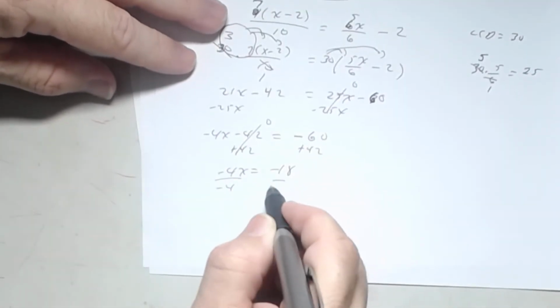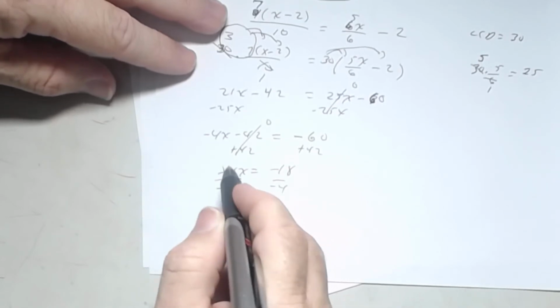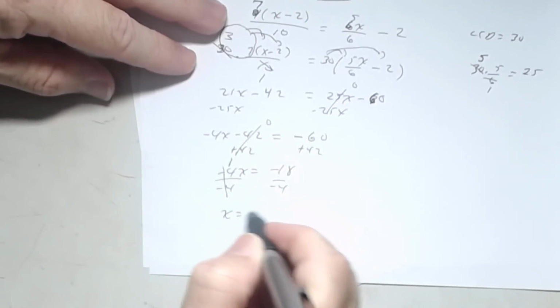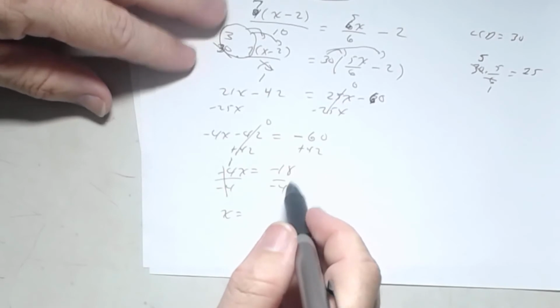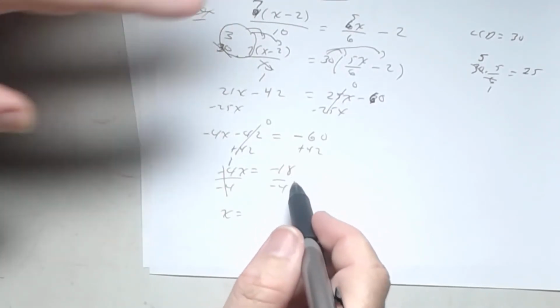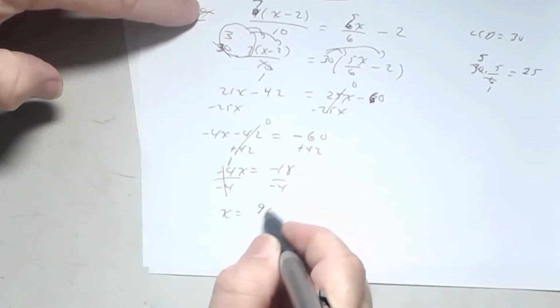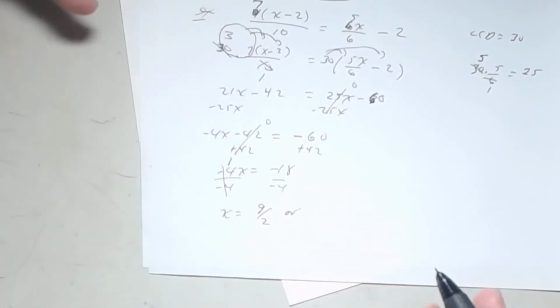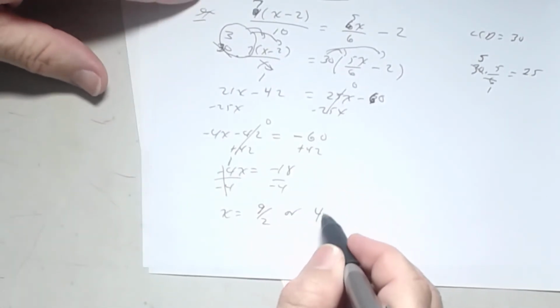Divide both sides by negative 4. Negative 4 divided by negative 4 is 1. 1 times x is x. Now remember, negative divided by negative is a positive, but you got to reduce. So what's 18/4 reduced? 9/2, or if you want to write it as a mixed number, it will be what, 4.5? All right. Okay, so that's how you clear the fractions.